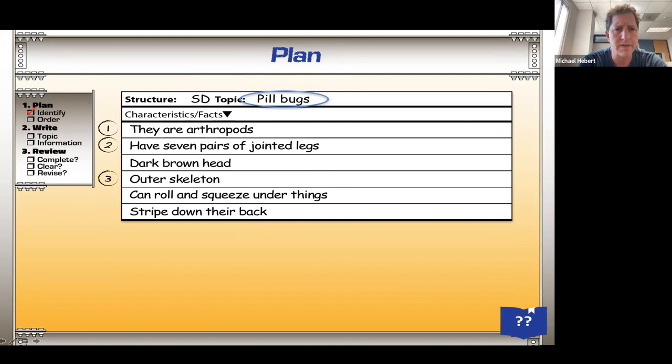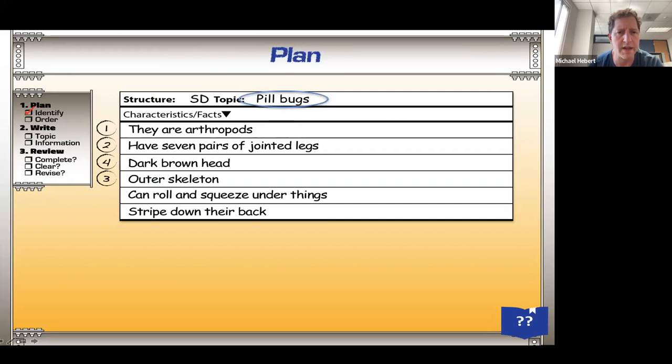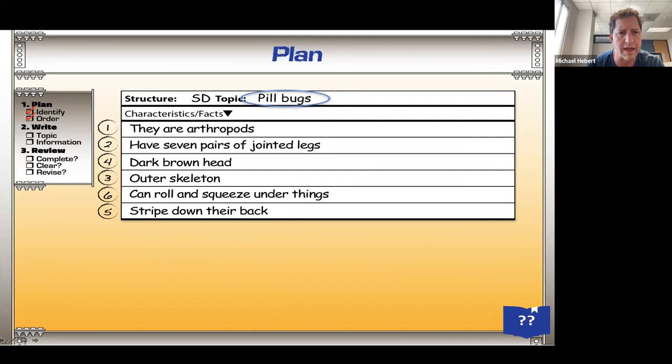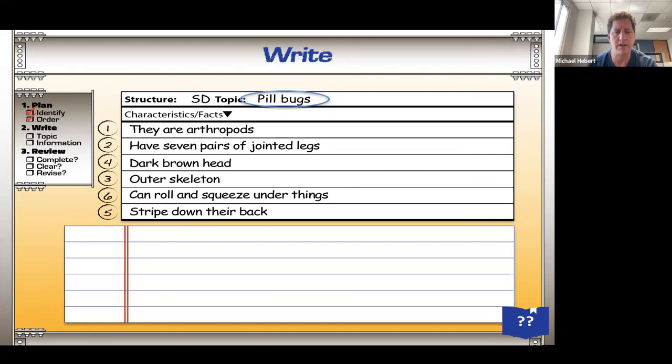And then, from there, I want to say a little bit more about what they look like. So I'm going to say that they've got this dark brown head and then a stripe down their back. Those are both important about what they look like. And then I'm going to save that fun fact, can roll and squeeze under things, for last. So I'm going to put that as my sixth thing. All right, now I've identified the topic and I've chosen an order, so my next thing is to write.